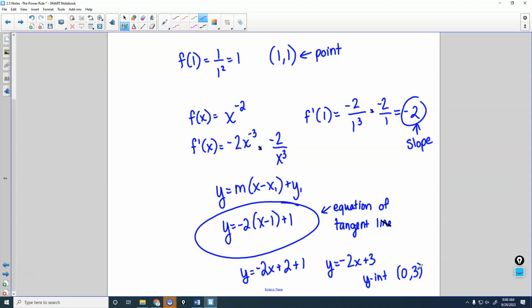What if it only asked for the slope of the tangent line? It'd just be negative 2. You would have stopped right there. You wouldn't have even had to find the point. If you get one that only asks you for the slope of the tangent line, then you just have to find the derivative and plug that number in. You don't have to do the whole equation. Okay, everybody good there?